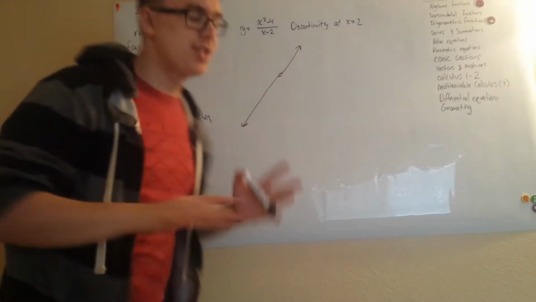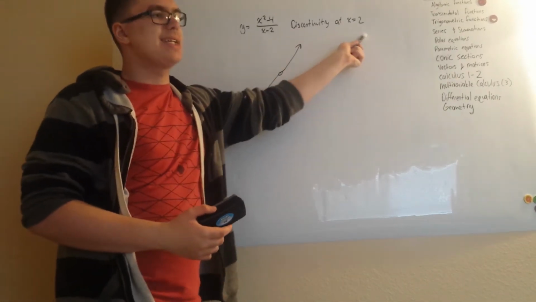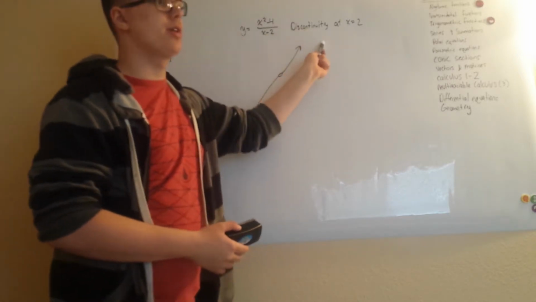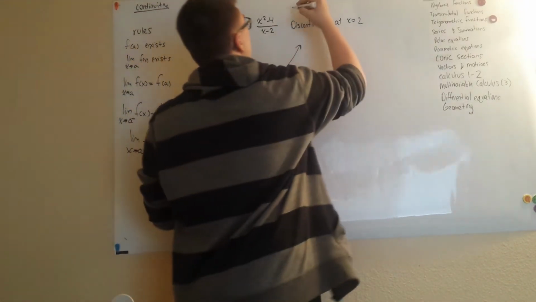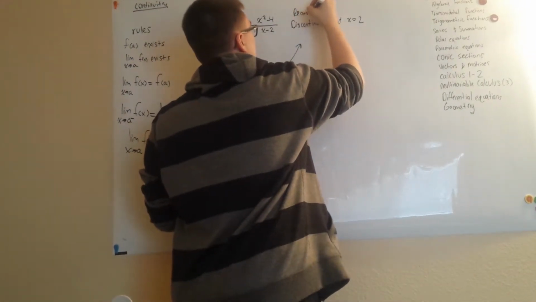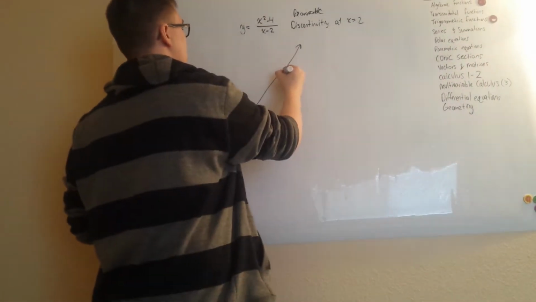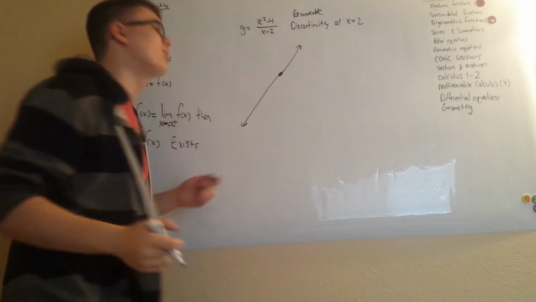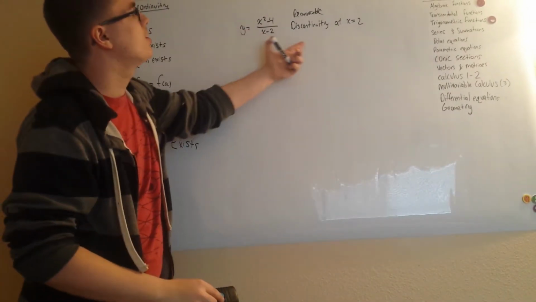Now, there's different types of discontinuities, meaning things that don't make this continuous, things that cause problems. If you have a hole, it's a removable discontinuity. The reason why it's called removable is because you can simply fill it in like that, or you algebraically remove it. So, there we go. Removable discontinuity at x equals 2.